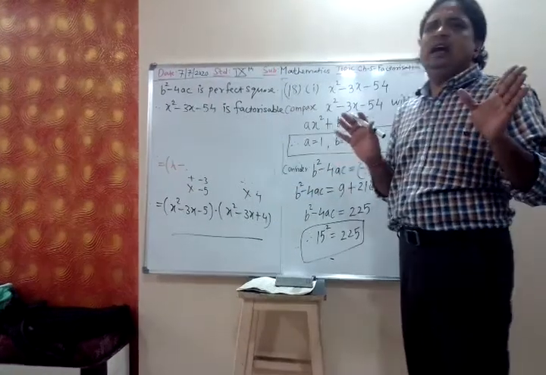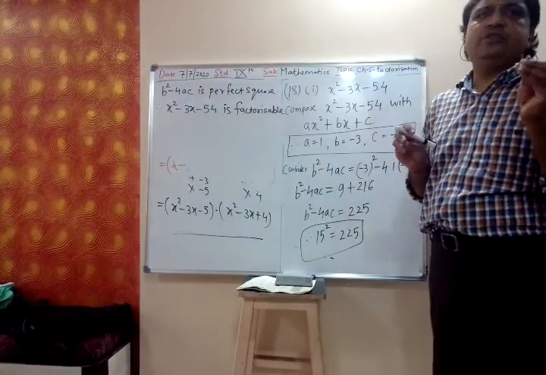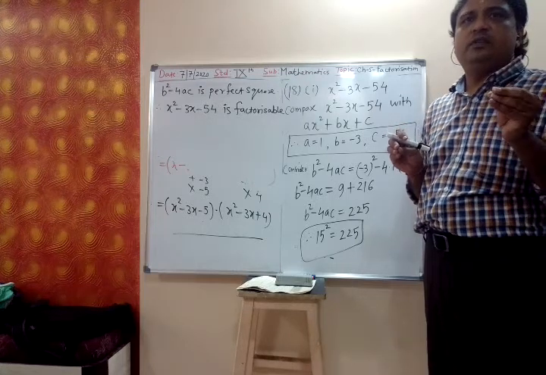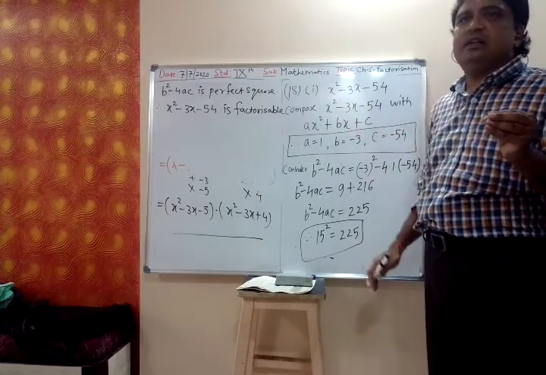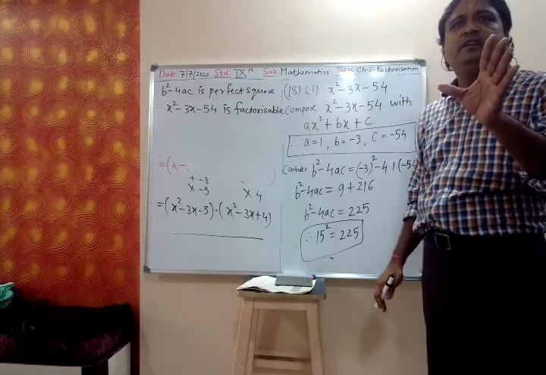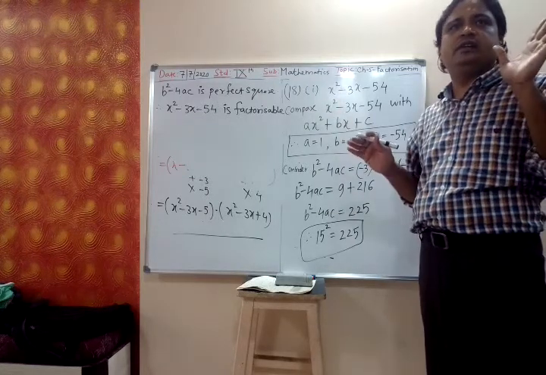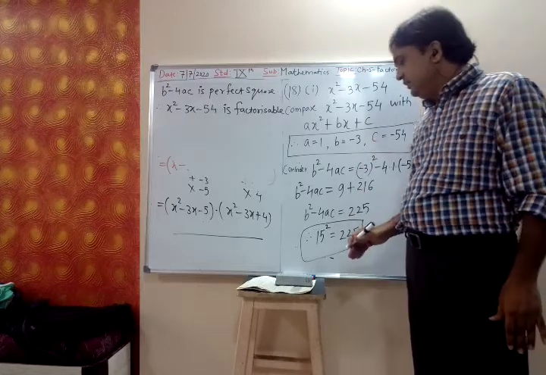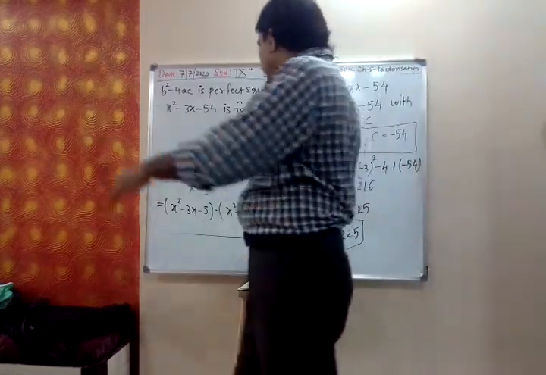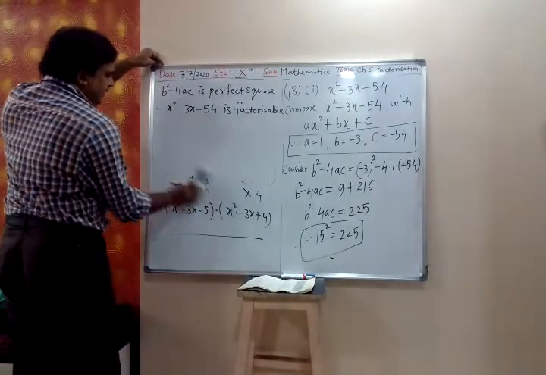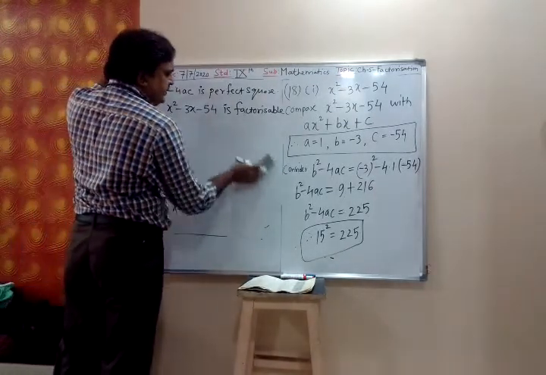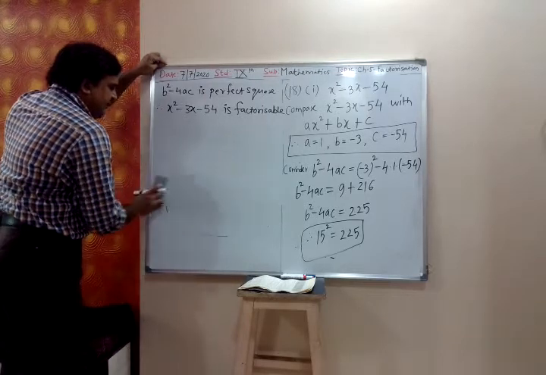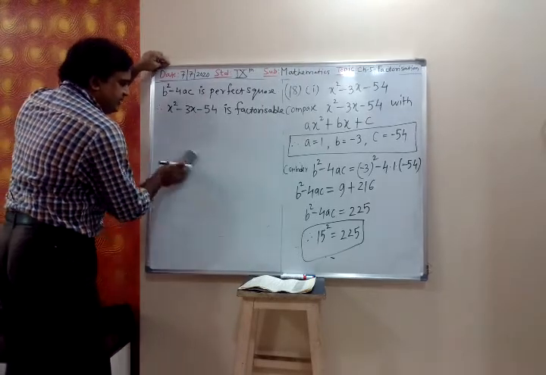Again I am telling you, if the question is check whether it is factorizable or not, then you have to check the condition. If the question is factorize, then there is no need to check the condition. In this type of question, whether it is factorizable or not, you have to check the condition b square minus 4ac.